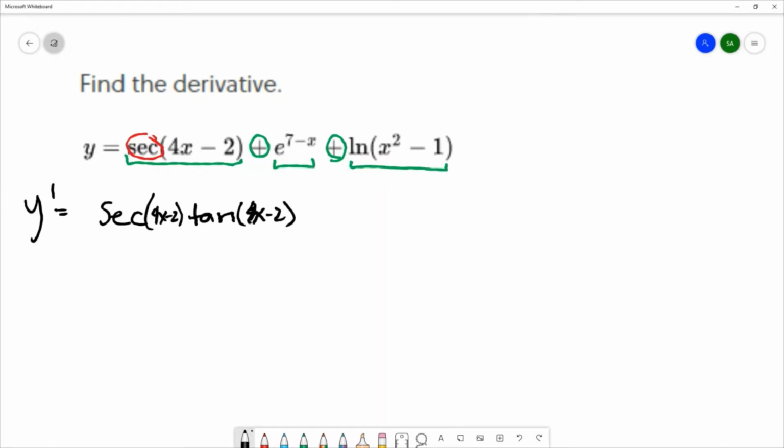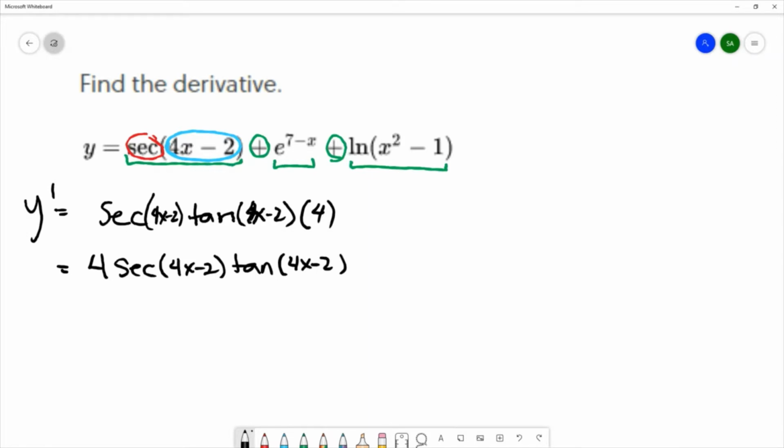But because the inside function of 4x minus 2 is something other than x, we need to chain by multiplying by the derivative of the inside. So the derivative of 4x minus 2 is 4. So if I clean that up a little bit, the derivative of just that term is 4 secant of 4x minus 2 tangent of 4x minus 2.